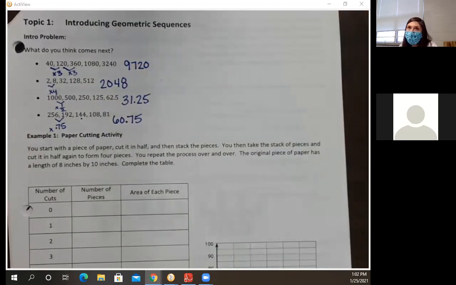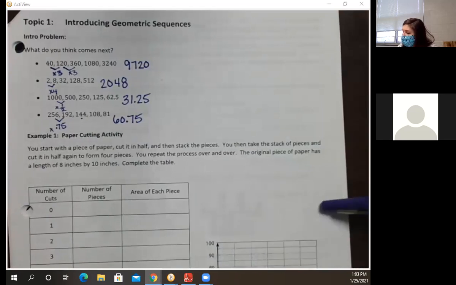So notice for each of these sequences, we're multiplying by something to get the next term every time, okay? So we looked at sequences where we were adding the same thing, or we added, but we changed what we added, but there was a pattern to how we changed it. Here, we're multiplying by something every time to get the next term. So let's look at another example.